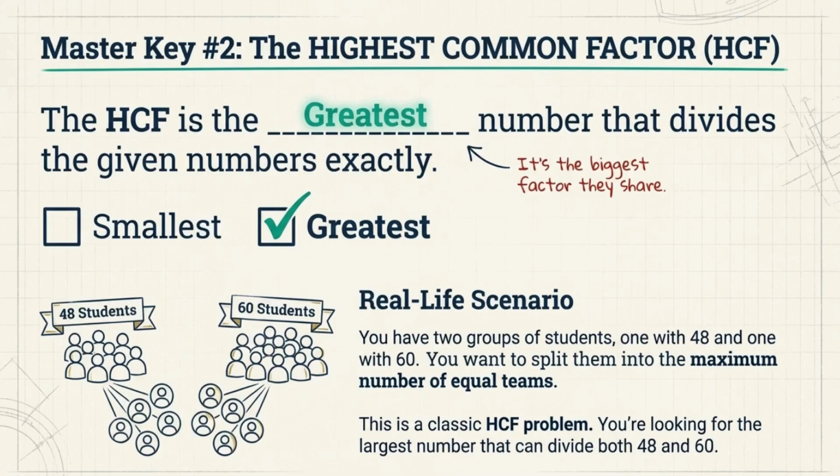Now, key #2, HCF. This stands for the highest common factor. Here, we are looking for the greatest number that divides your numbers exactly. Look at this real life scenario. You have 48 students and 60 students. You want to split them into equal teams. You want the maximum number of teams possible. Maximum splitting. That is a classic HCF job.